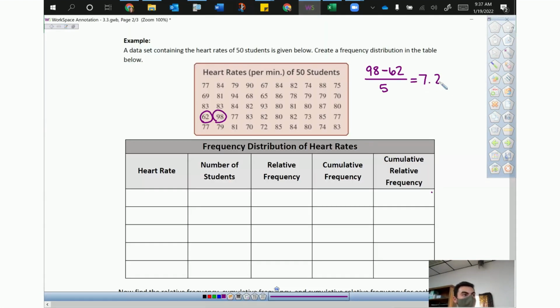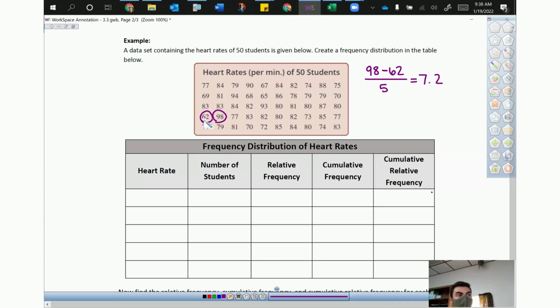Now, we can't have a class width of 7.2. That doesn't really work. So I'm going to round it to the nearest integer. Now you have 2 options here. You can either round it to 7 or you can round it to 8. Here's where frequency distributions are different for everybody. It literally depends on what you choose that works for your data. If I choose to round it to 7, then I just have to make sure everything fits in there. So I'm going to round it to 7 and see if it encompasses everything.